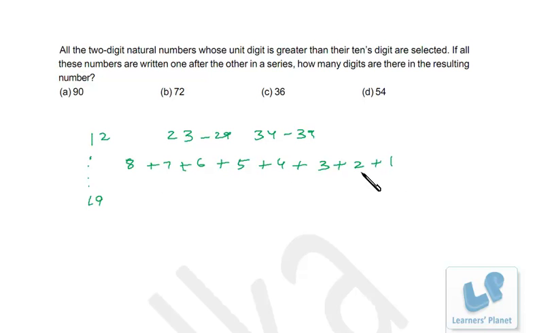So how many numbers are there? From 1 to 8, the sum of natural numbers will be 8 into 9 by 2, that's 36. So there are 36 numbers and each number has 2 digits. So in all 72 digits will be there in the number, right? A very simple problem, friends.